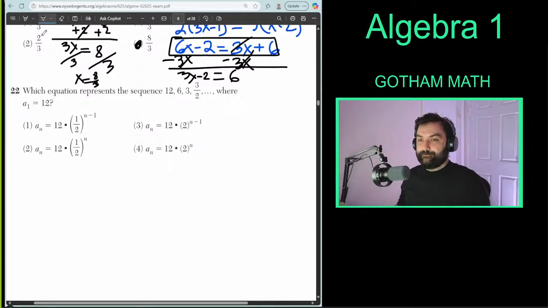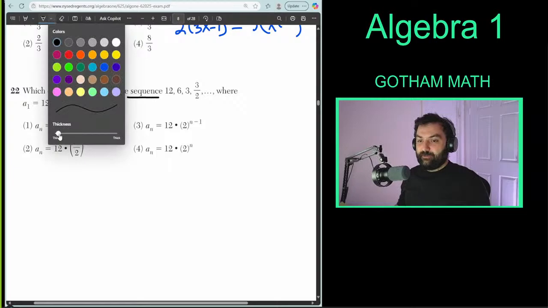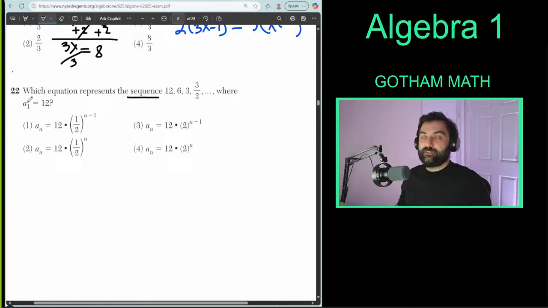Okay, next, 22. All right. Is it challenging? Maybe a little. So they say sequence, right? Which equation represents the sequence 12, 6, 3, 3 over 2, where a1 is 12? What does that mean? And how do I solve it? I'll show you my way of solving this. You just need to know that a sequence has terms, and terms have places. First, second, third. Like 12 is first. That's why it says a1 is 12. 6 is second. 3 is third, and 3 over 2 is fourth.